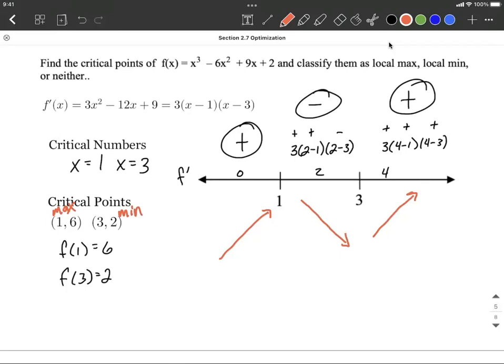Hope this helps out as we're trying to grasp some understanding about the first derivative test. It's really not that bad, but take your time. Make sure to set up the number line. Good luck.